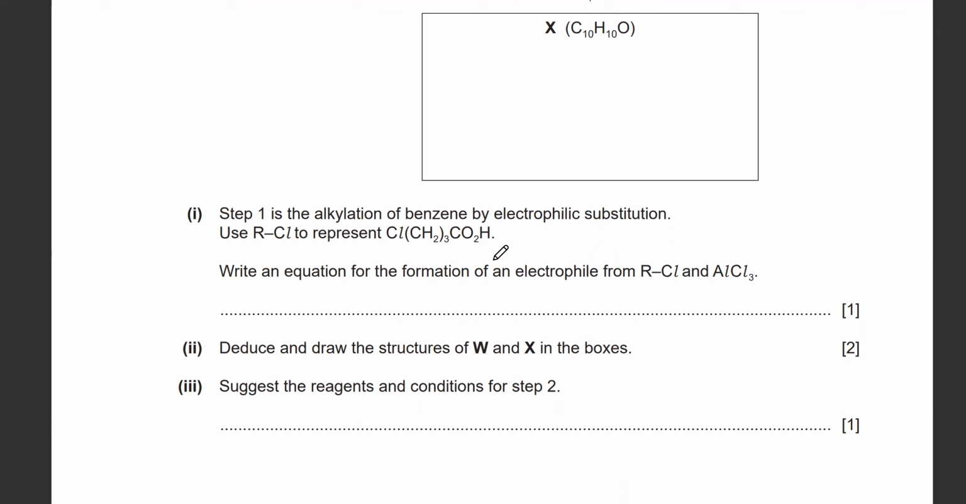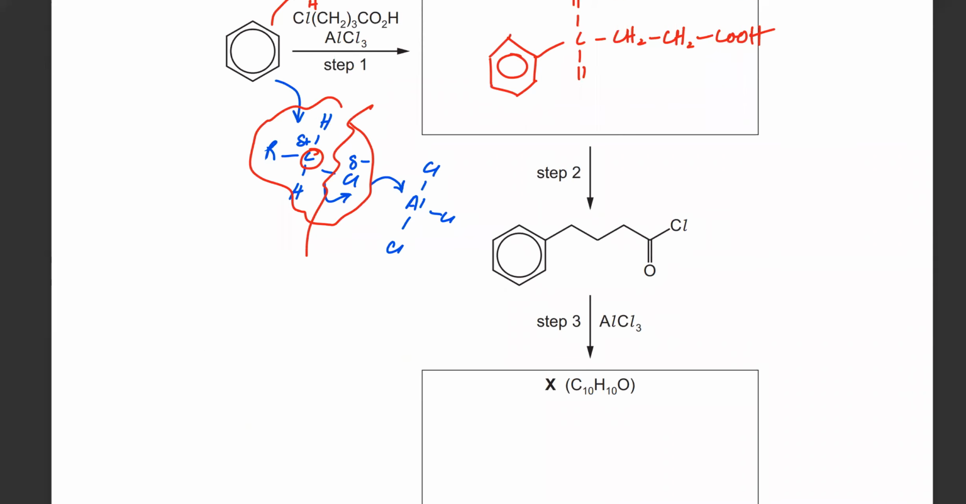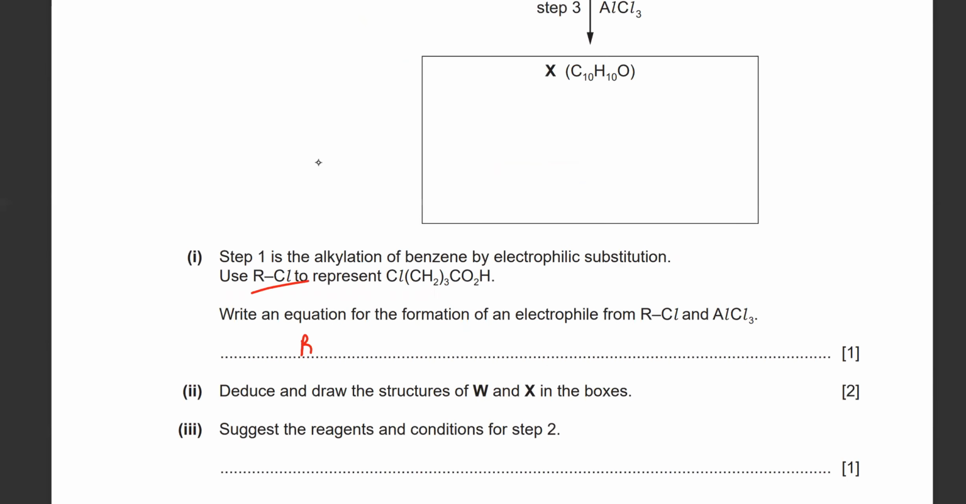now we're saying write an equation for the formation of an electrophile from RCl. Now RCl is the carbon chain. So basically what happens is, this is what's going on. How is the electrophile created? You had a carbon chain. The aluminum chloride over here, AlCl3, pulls off the Cl atom and this turns into a carbocation. This is what's happening. So they're asking for that there's RCl, and he's just calling that an alkyl chain with chlorine.